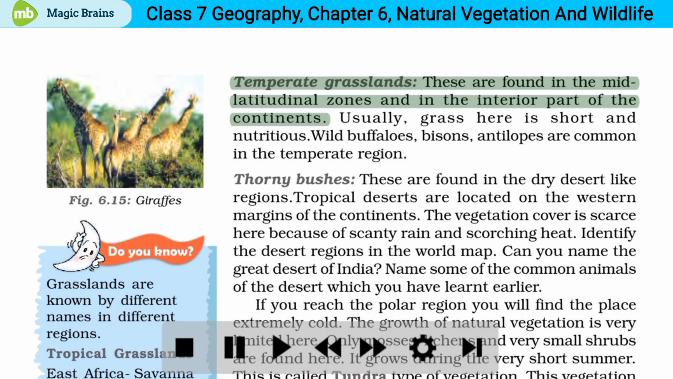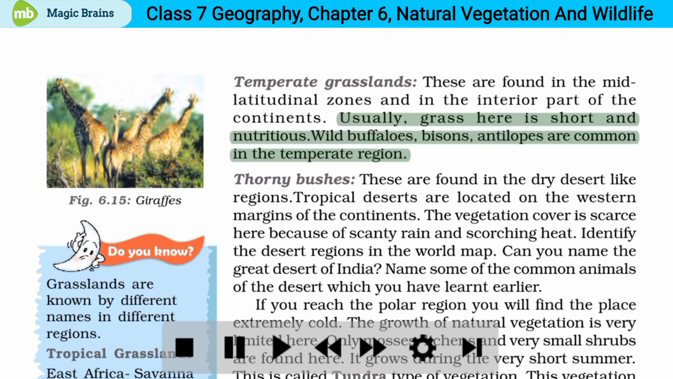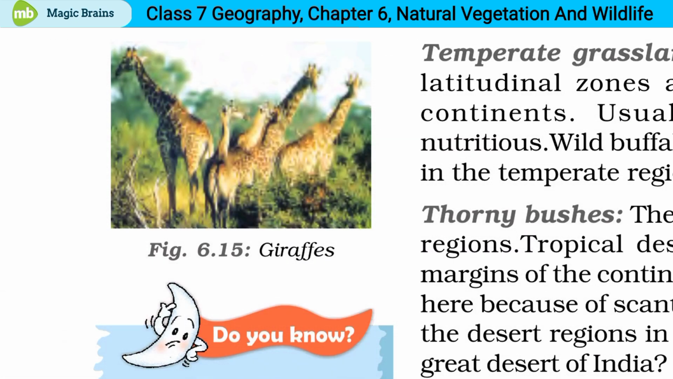Page 44. Temperate grasslands. These are found in the mid-latitudinal zones and in the interior part of the continents. Usually, grass here is short and nutritious. Wild buffaloes, bisons, antelopes are common in the temperate region. On the top left part of the page we have a picture of giraffes.